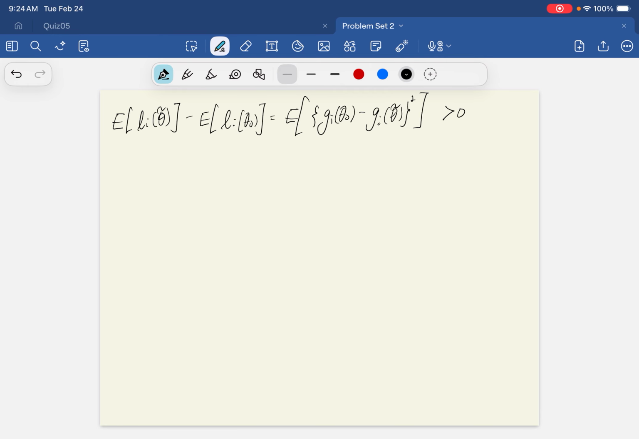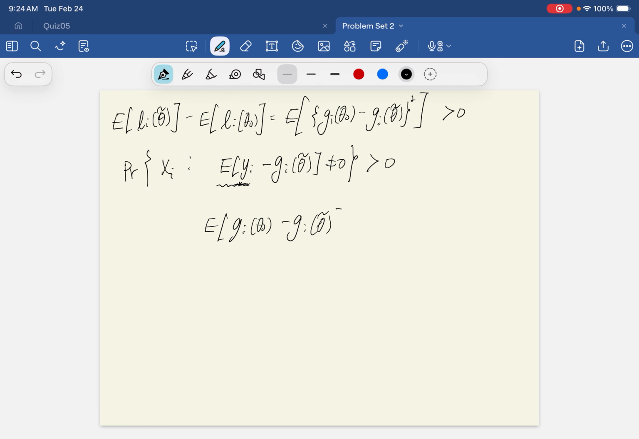It is from assumption 1. In assumption 1, the probability of x such that the expectation of y minus gi(theta tilde) is not 0 is positive, right? So right here again, the expectation of y is gi(theta 0). This is positive. Okay.